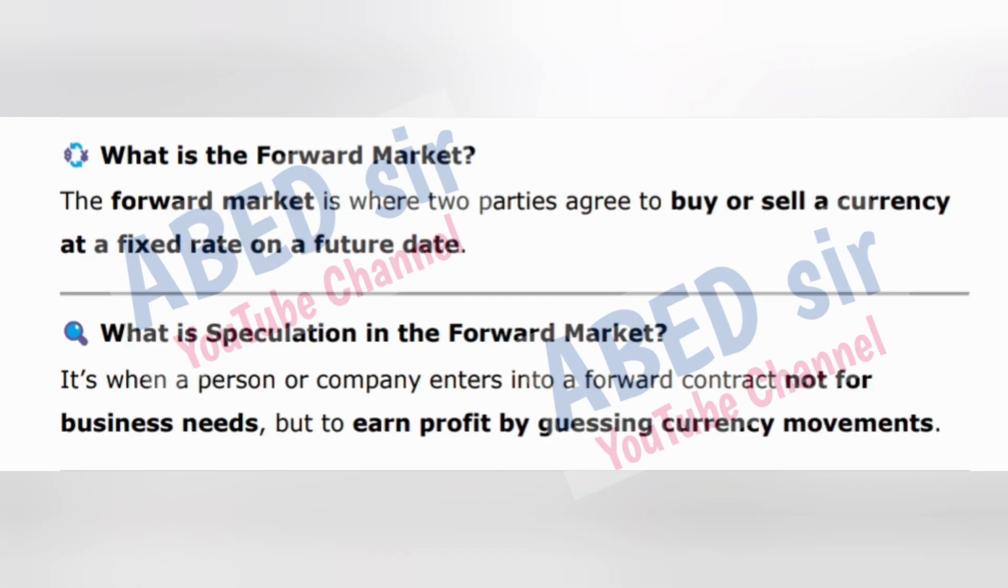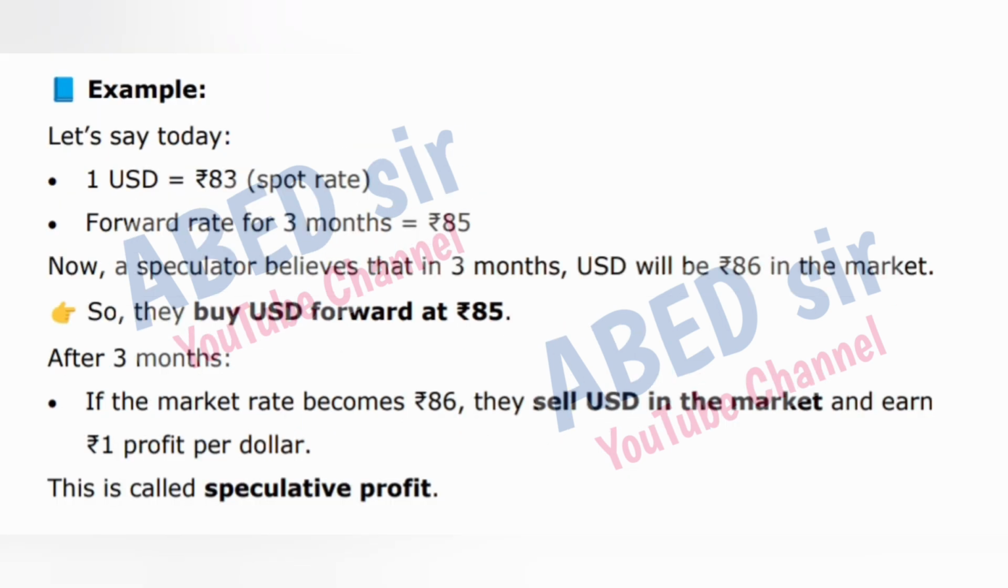What is the forward market? The forward market is where two parties agree to buy or sell a currency at a fixed rate on a future date. What is speculation in the forward market? It's when a person or company enters into a forward contract not for business needs, but to earn profit by guessing currency movements. Example.